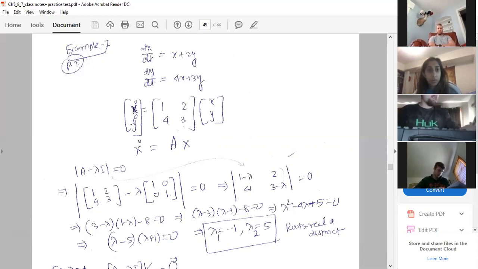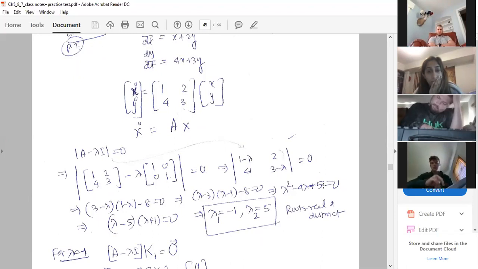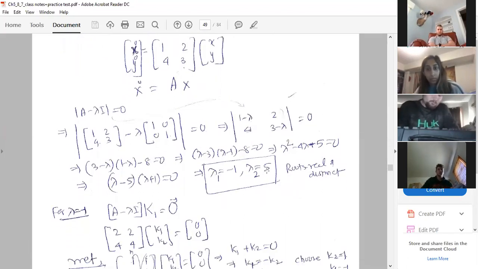dx by dt, dy by dt, or you can write x dot, y dot. The coefficient matrix is 1, 2, 4, 3, and x, y. X dot equal to AX form. So A minus lambda I equal to 0. Determinant: plug the value of A, lambda as it is. Cross multiplication here and then minus sign here equal to 0. So open this determinant. You are getting two values of lambda, negative 1 and 5.